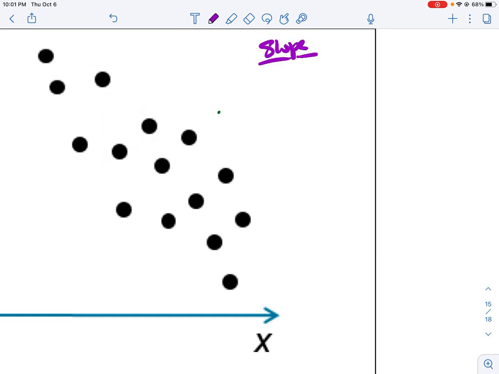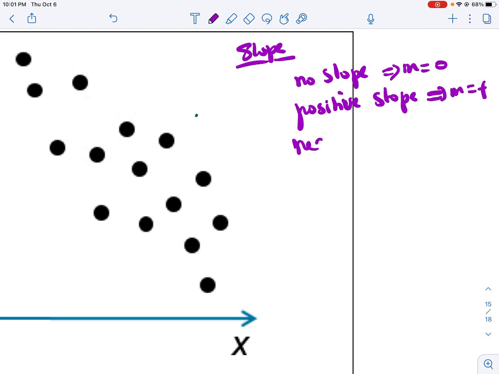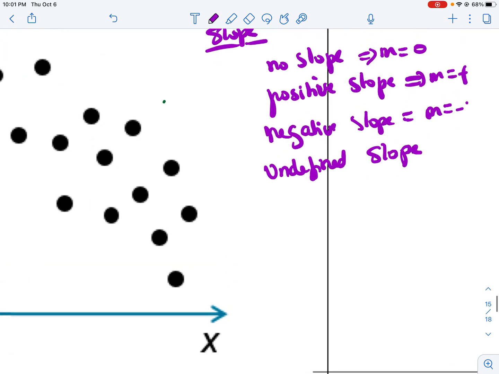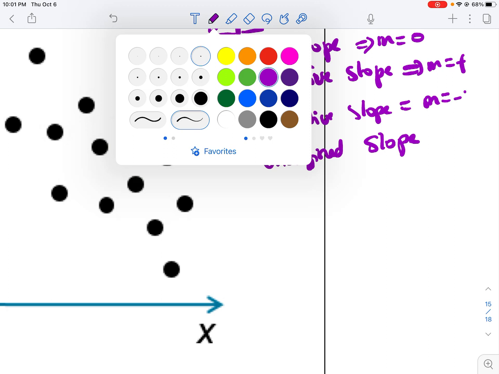Now, there are multiple types of slope, correct? You could have no slope, that is your m is equal to 0. You could have a positive slope. It means that your m is positive. You could have a negative slope. It means that your m is negative. And you could have an undefined slope. We'll talk about it. So what are some of the examples? Okay, let's talk about that.